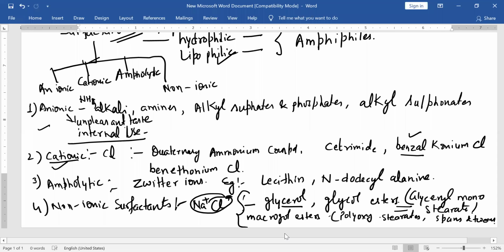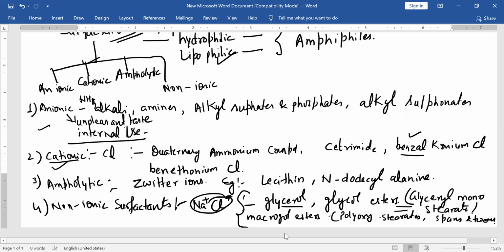Surfactants are used in cosmetic products, detergents, floor cleaners, toothpaste, and shampoos. So we also use detergents there. Surfactants are also used to maintain home hygiene, such as detergents and floor cleaners. They are also used in toothpaste, shampoos, and body shampoos. So this is just a brief summary of surfactants.